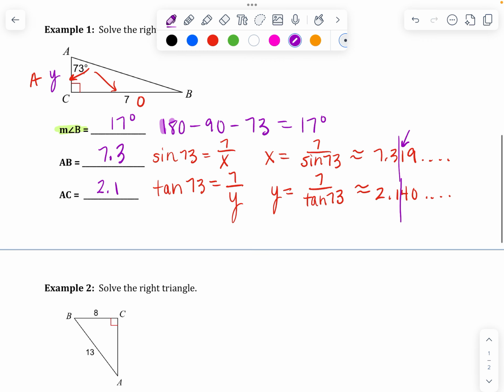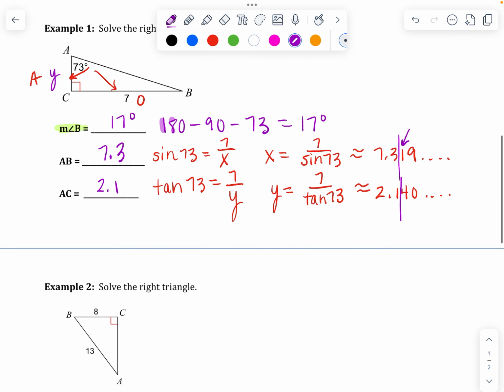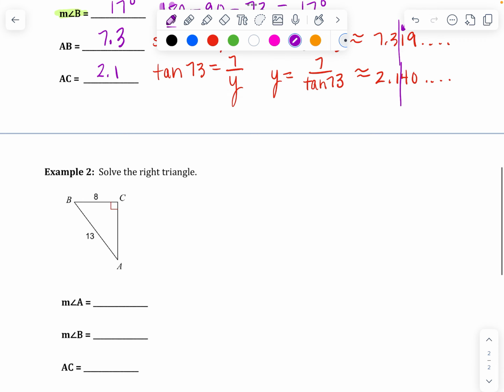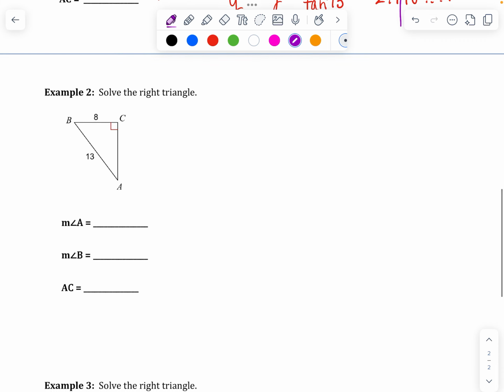So if we look at example 1 again, we see we have one of those angles that's called the reference angle, and we have one side. In example 2, we do not have a reference angle, and we have two sides.